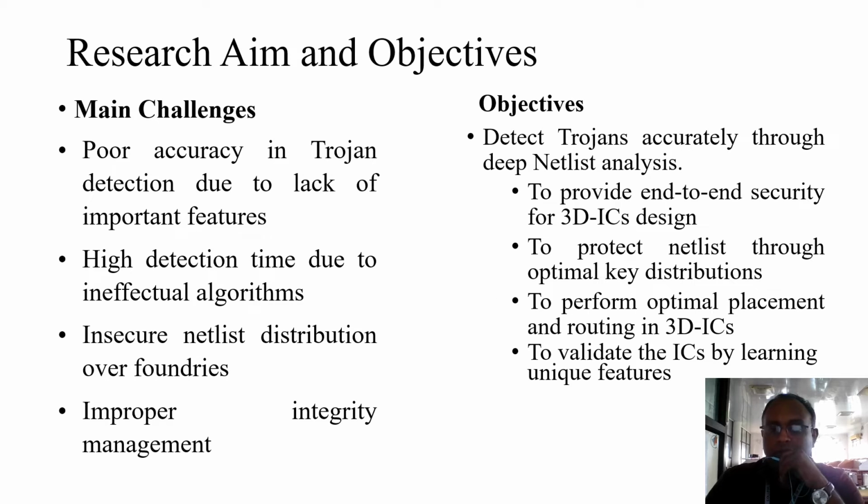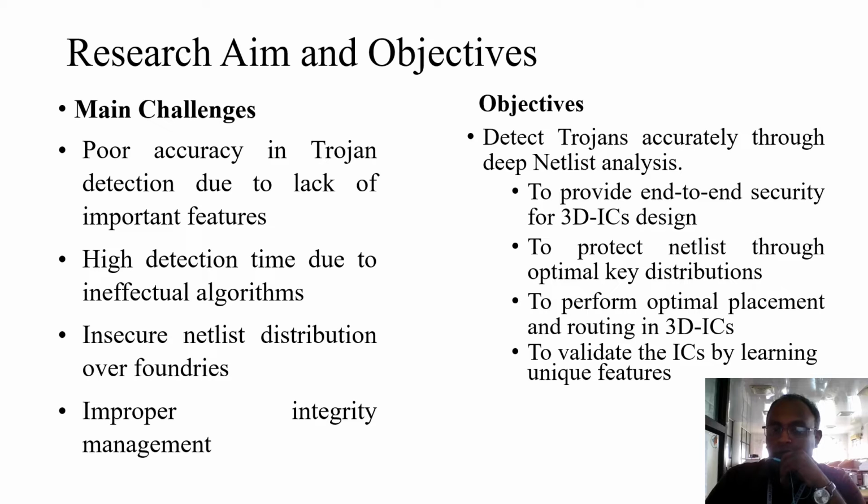Now, when you come to the aim or objective of this particular research work, the main challenge is poor accuracy in Trojan detection due to the lack of important features. There is also high detection time, which is basically due to ineffectual algorithms. There is insecure netlist distribution, which can be found over boundaries, and improper integrity management also. These are some of the main challenges which we normally face.